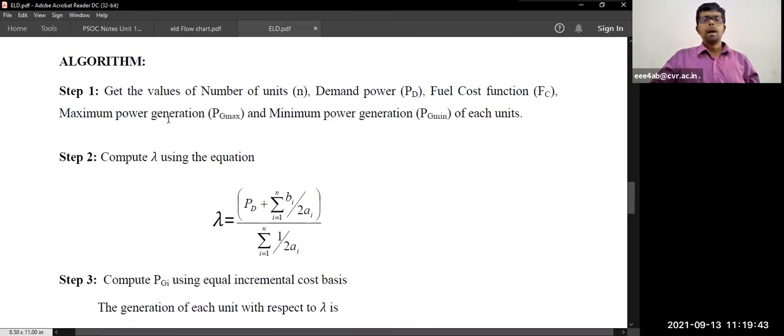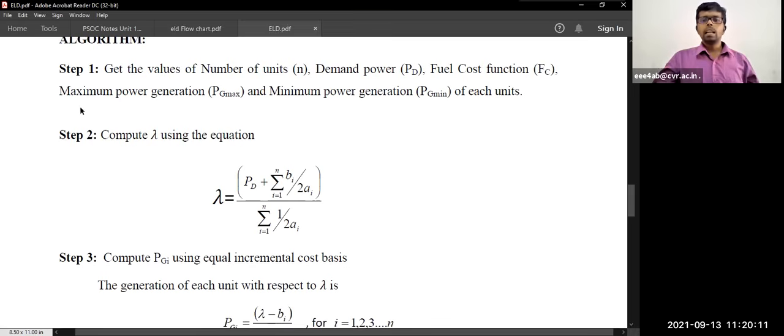Next, maximum power generation limits, that is minimum and maximum power operating limits for 3 generating units. Say for example, first generating unit is 100 to 400, second generating unit 150 to 500, third generating unit 50 to 200, like that. For 3 generating units you need to get the values of each generating unit. That is step number 1. So what is step number 2? This is the main algorithm, that is for programming. Sometimes for problems, we are taking this directly as step number 1, compute.